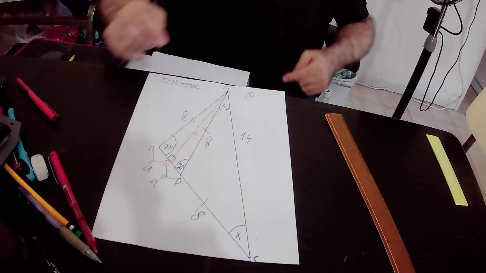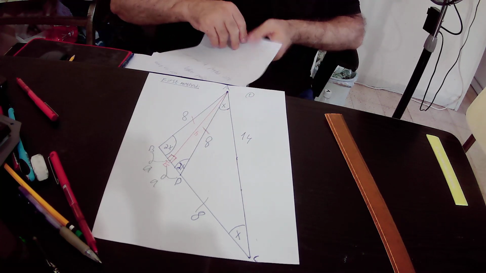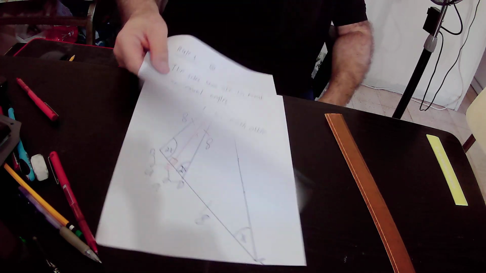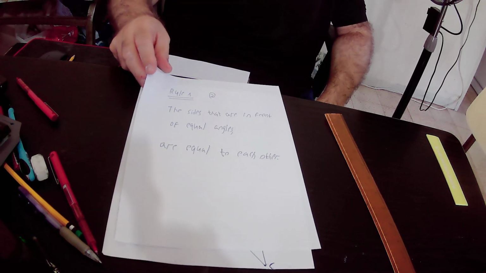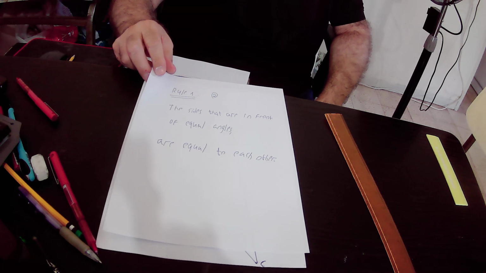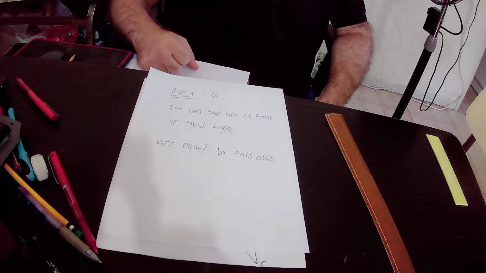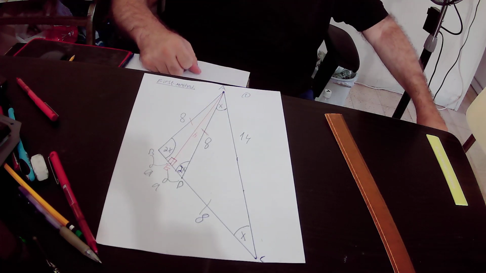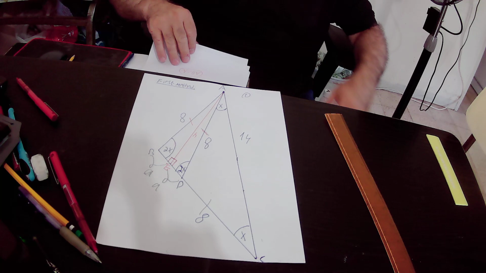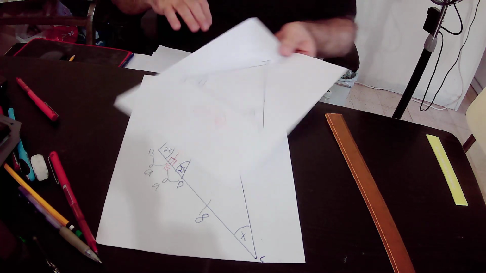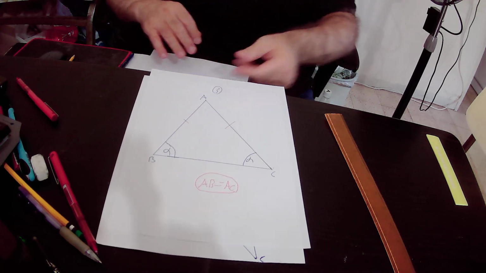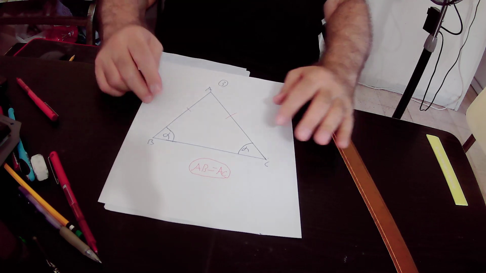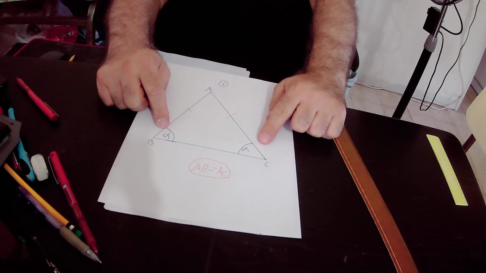And we have rule number 1, which states that the sides that are in front of equal angles are equal to each other. So actually, if we have triangle ABC that has two angles that are equal to each other, both of those two angles are equal to alpha.